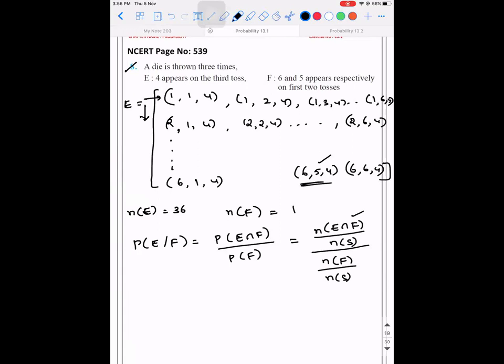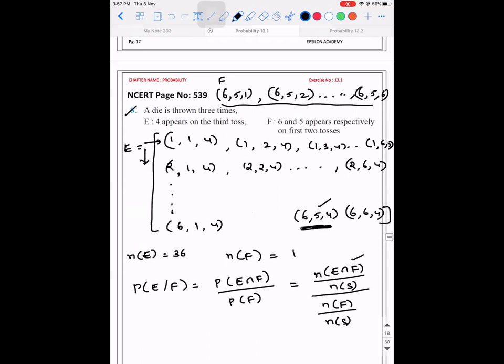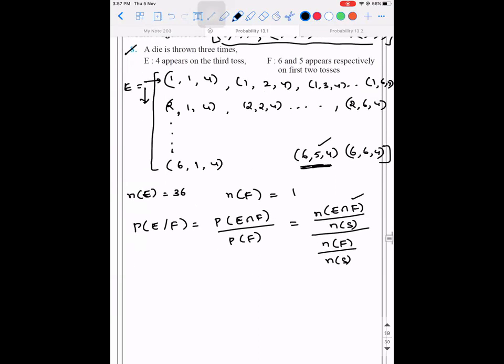For event F, we can write 6, 5, 1. Actually, I made a mistake, I'm sorry, guys. 654 is an intersection of E and F, right? But in the sample space, you will have elements like 651, 652, and you have 656 also, correct? Guys, are you able to understand what I'm saying? So this is F actually. F is 651, 652, 656. So this is the set, right? So the number of elements in F will be 6.